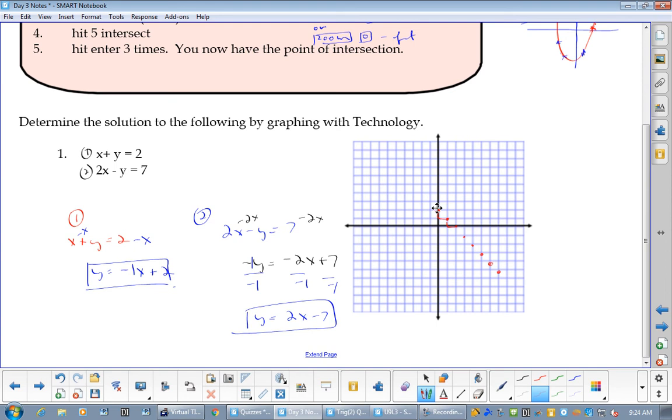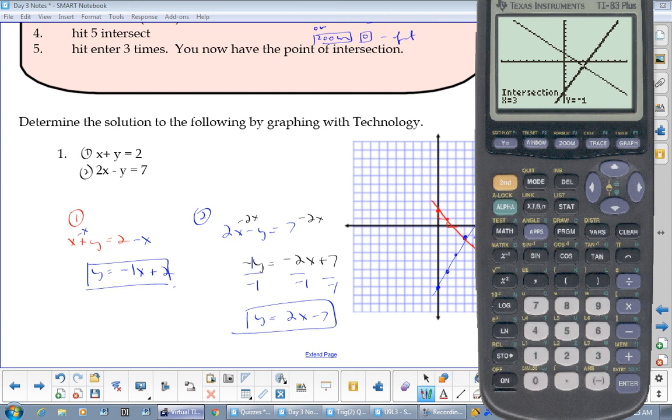Okay, and then how about the second one? So 1, 2, 3, 4, 5, 6, 7. I'm there, and I will go up 2 over 1. Up 2 over 1. Up 2 over 1. Okay? So you can see this is my answer. Now you can draw your lines in there. And from here, looks like I got 3, 1 as well for both.